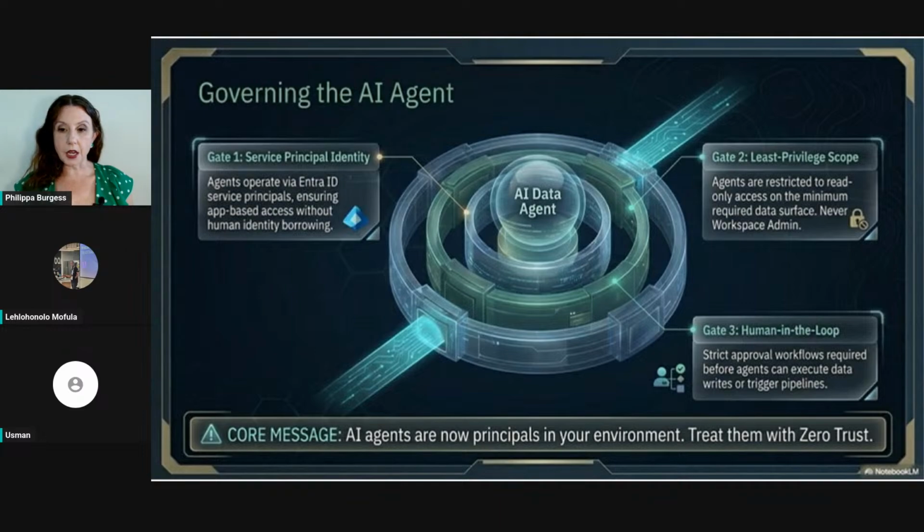And then gate 2, least privilege scope. Agents are restricted to read-only access on the minimum required surface data, never workspace admin. And you've got human in the loop.